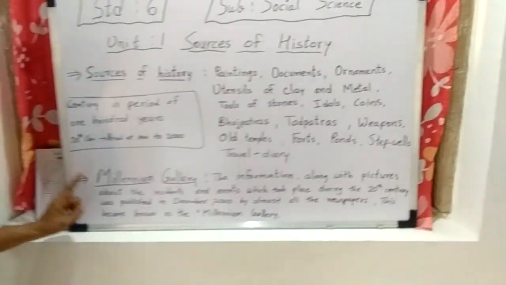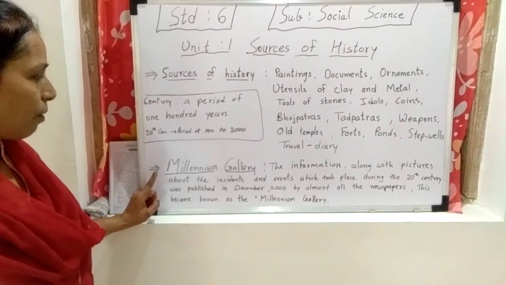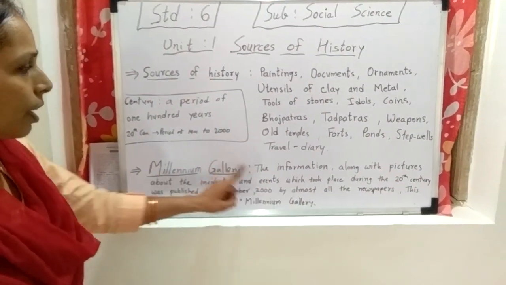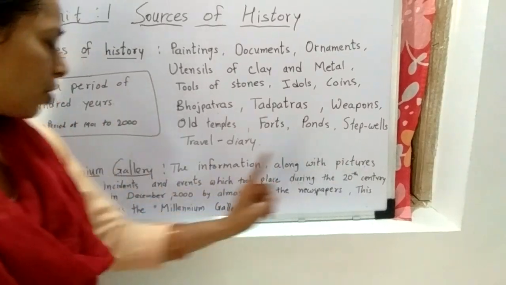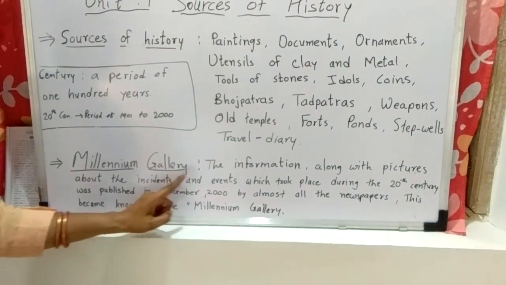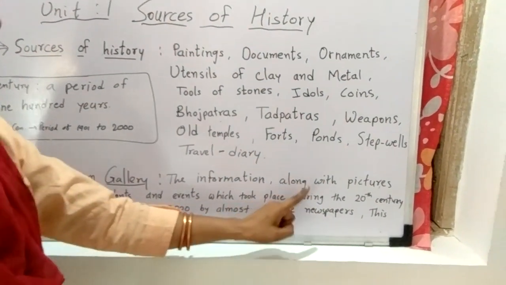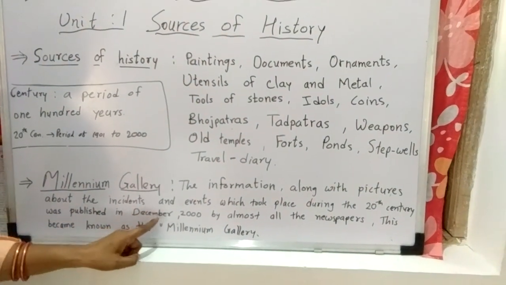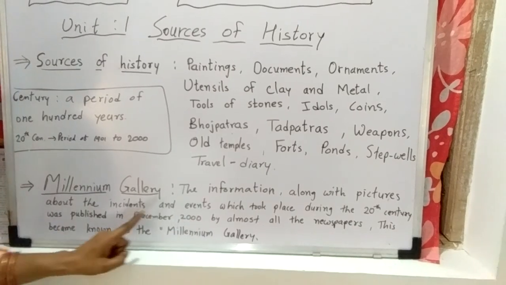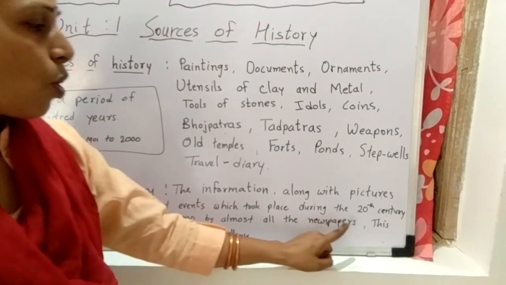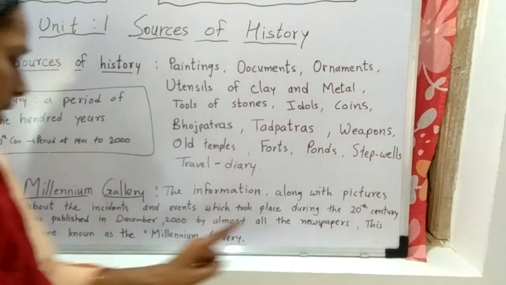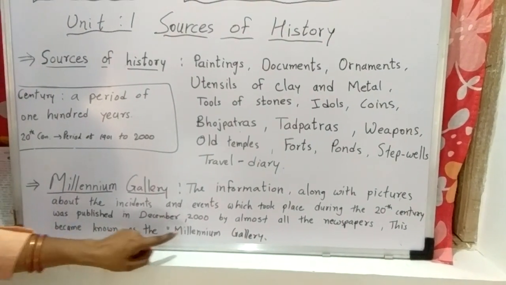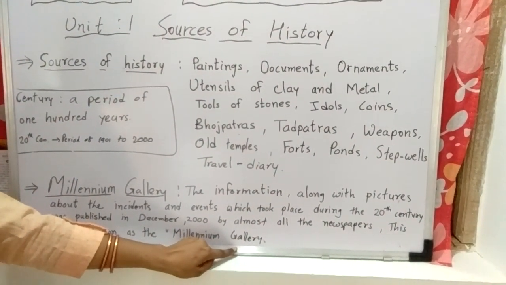Okay. Now the Millennium Gallery. What is the Millennium Gallery? The information, along with pictures, about the incidents and events which took place during the 20th century was published in December 2000 by almost all the newspapers. This became known as the Millennium Gallery.